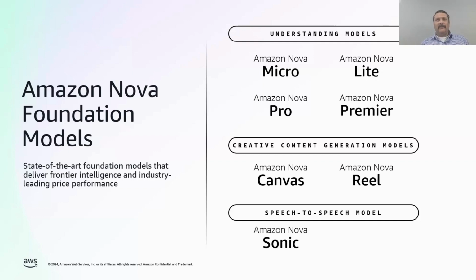So the crux of today's session is on the creative content generation models. We have Amazon Nova Canvas and Amazon Nova Reel. Nova Canvas is the new generation of image generation model that generates high quality images and also has the most advanced capabilities for image editing. Nova Reel is our video generation model that supports both text as well as images as input to generate high quality videos.